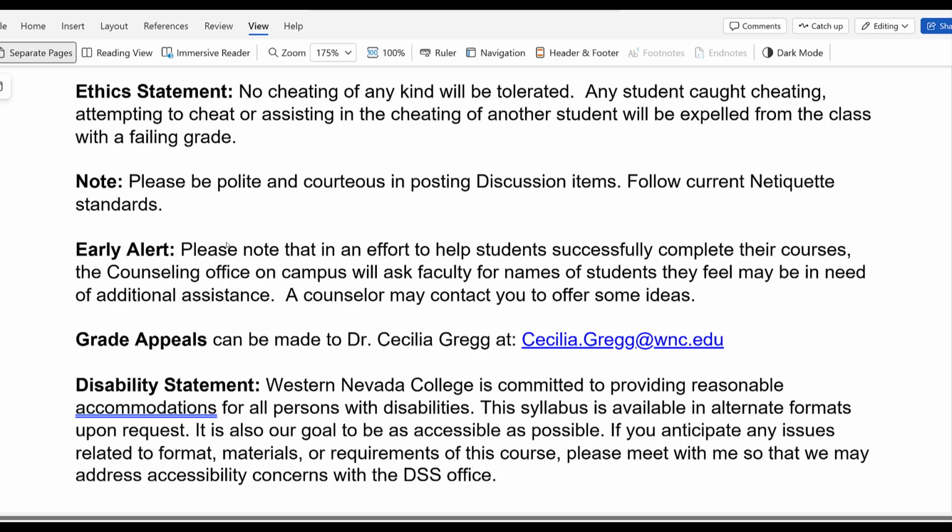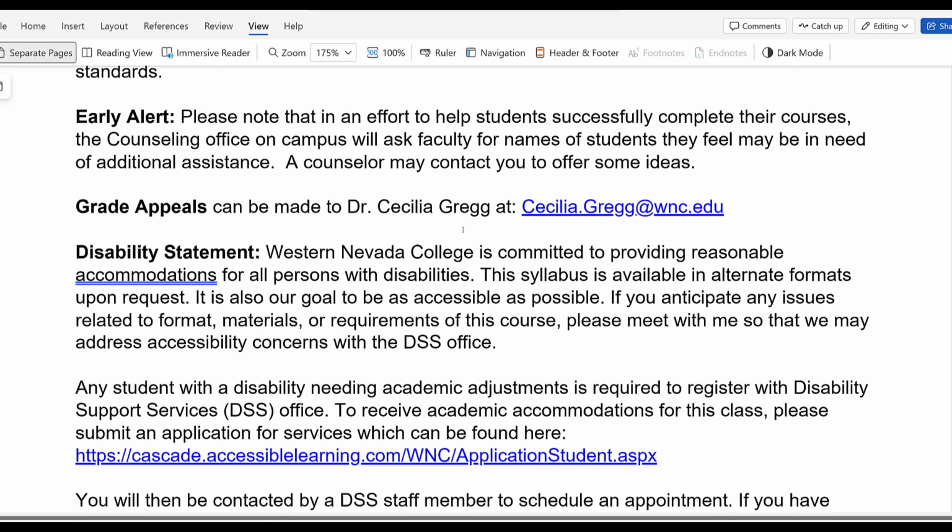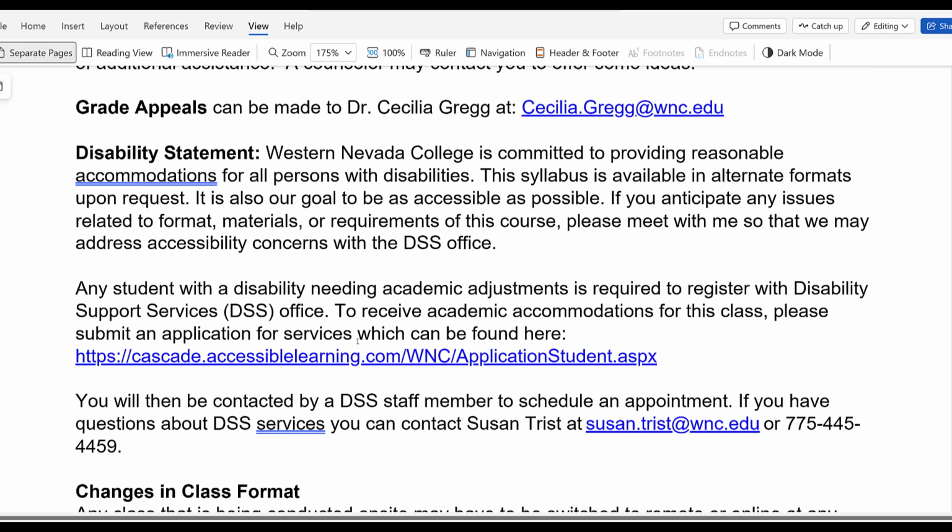Follow current etiquette standards. Early alert: please note that in an effort to help students successfully complete their courses, the counseling office on campus will ask faculty for names of students they feel may be in need of additional assistance. The counselor may be in contact to offer you some ideas. Grade appeals can be made to Dr. Cecilia Gregg. She's the Director of Liberal Arts and Sciences.